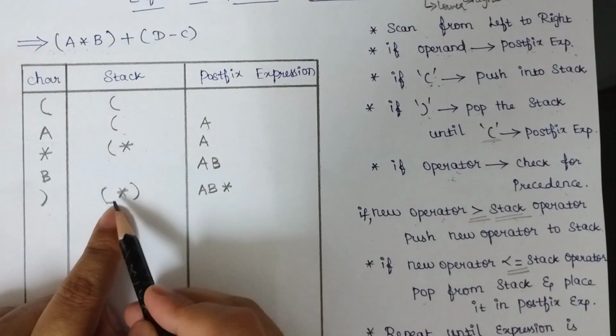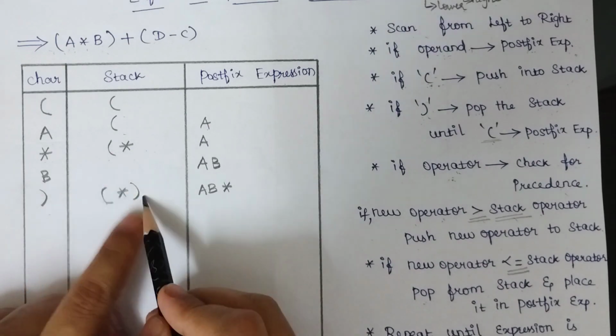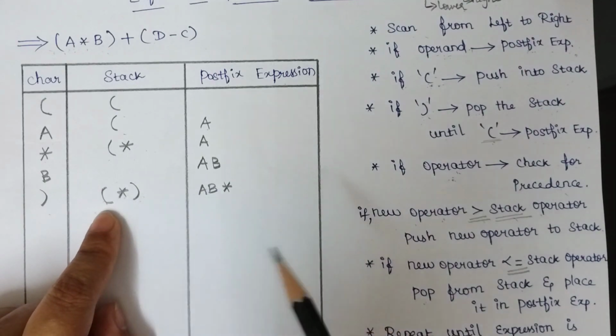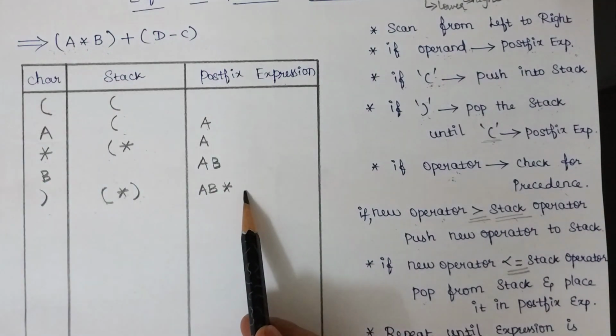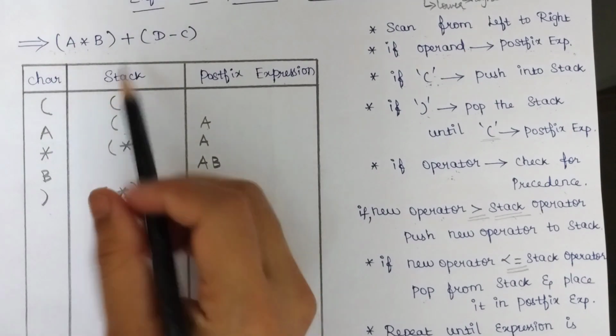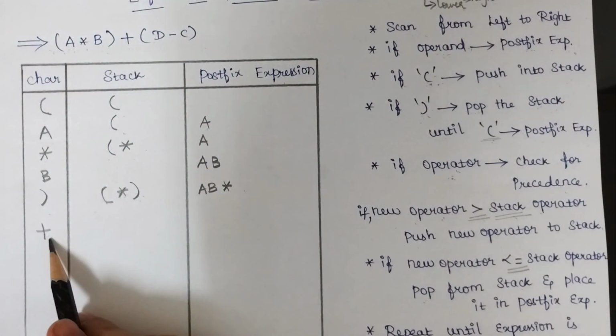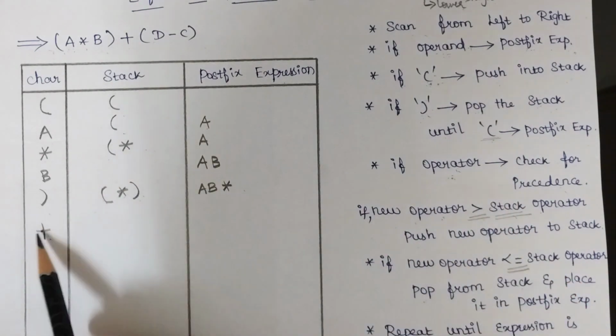And when you have popped the operators between these two parentheses, just ignore this parenthesis. Okay, next time no need to consider the parenthesis. And here also I'm not going to add the parenthesis. Okay. So next, what is the next character you have in the expression? That is plus, which is again an operator. If it is an operator, then try to push it into the stack. First check for the precedence.